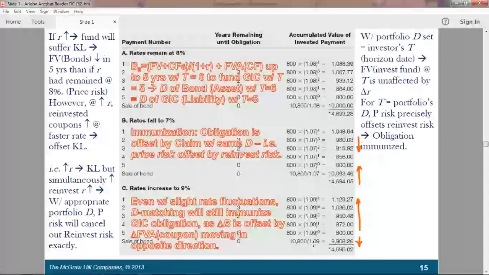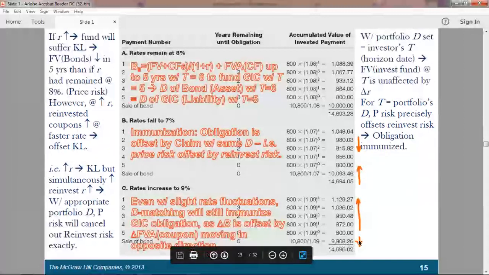Again, this is not present value as of time 0, but the present value as of time 5. Okay? Because year 5 is when we have to pay out. And since the future value of the coupon payments increased, although the present value of the bond went down, it more than offsets that difference. So we end up with 14,696, which is actually like $3 better than our obligation, our liability. We're still covered.